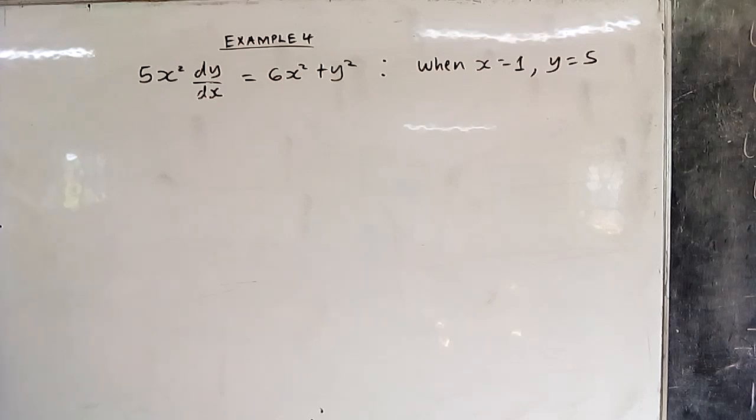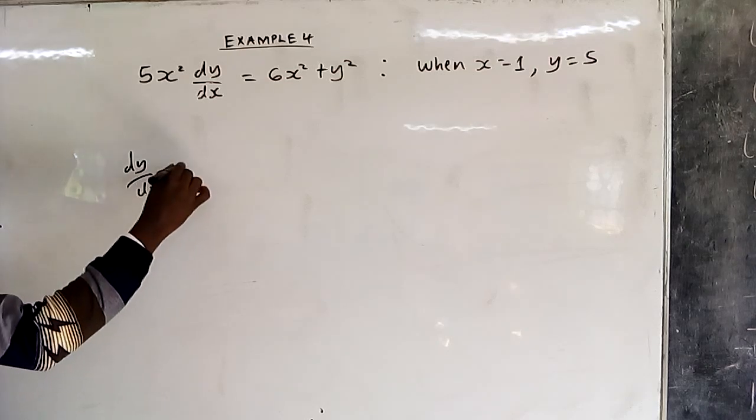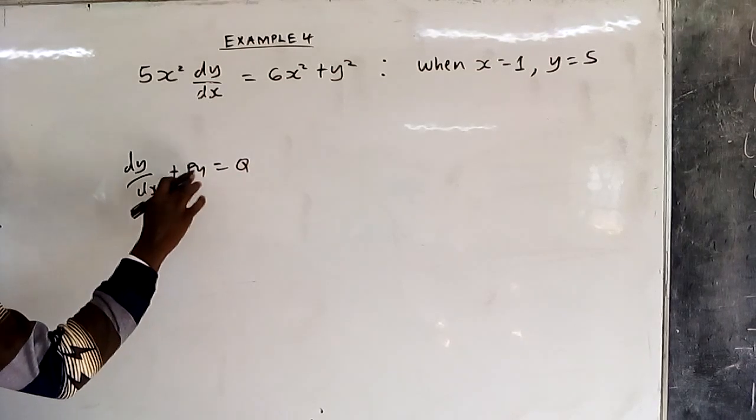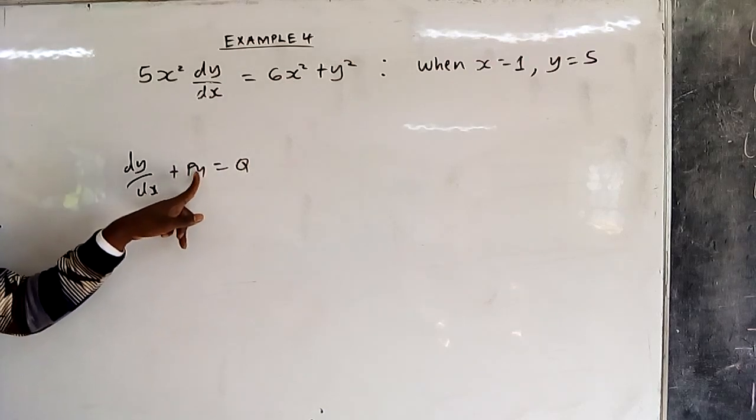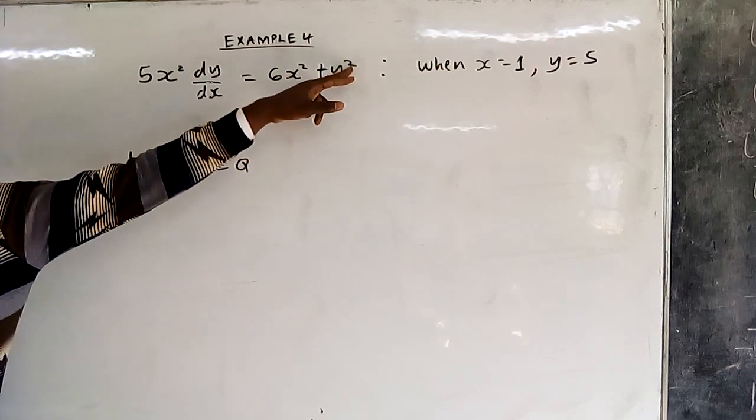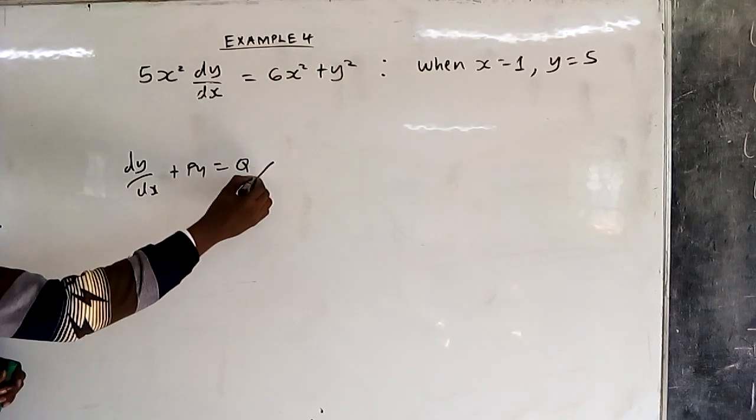Are you seeing that? So the next thing you check is whether it is homogeneous but not linear. For it to be linear, it must be in the form dy over dx plus py is equal to q, where p and q are functions of x, isn't it? Meaning y must have a power of 1. But here we have y squared, so it is not linear.